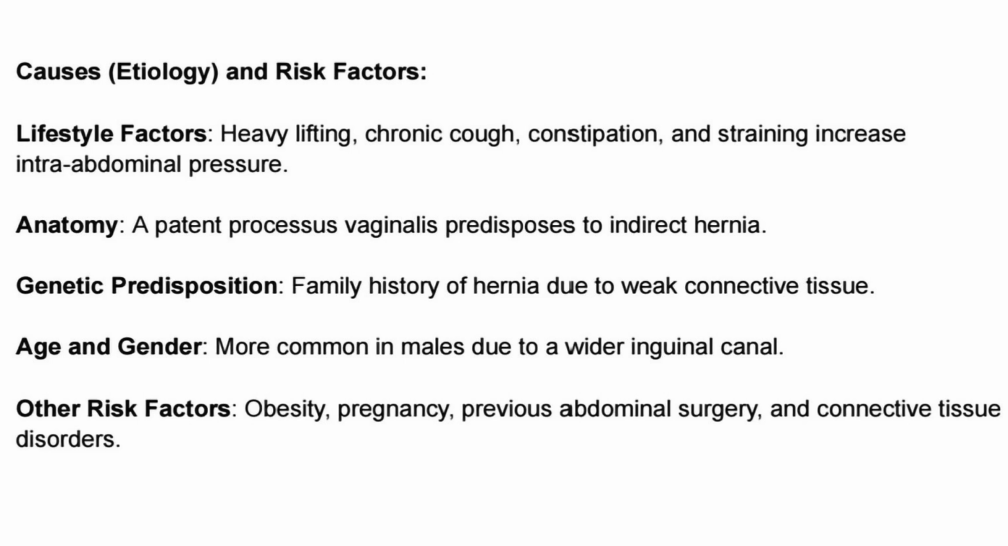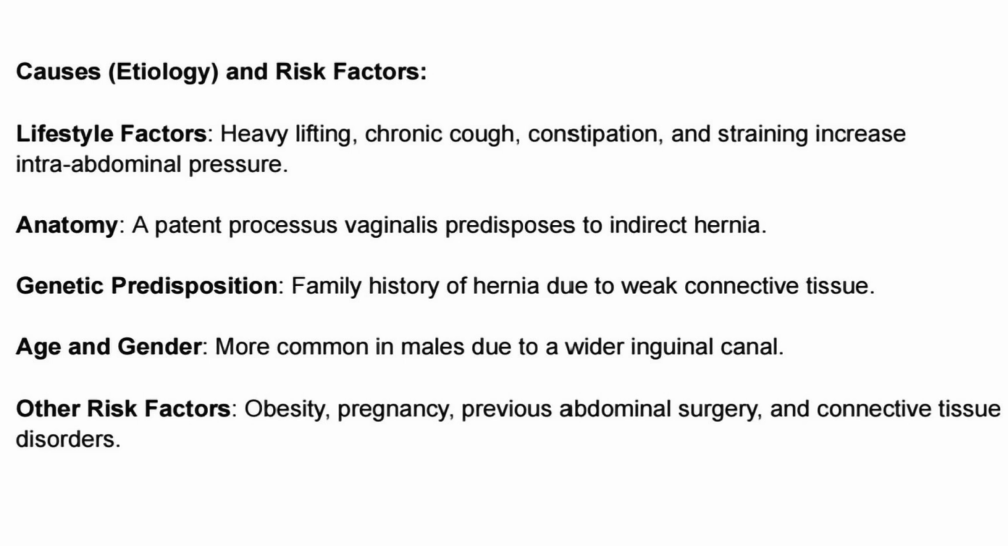Anatomically, a persistent patent processus vaginalis, a structure that normally closes after birth, can leave an opening that predisposes individuals to indirect inguinal hernias. Genetics also play a role, as a family history of hernias may point to a weakness in connective tissues. Age and gender are also significant risk factors. Hernias are more common in males because of their naturally wider inguinal canals. Other contributing factors include obesity, pregnancy, previous abdominal surgeries, and certain connective tissue disorders that weaken the abdominal wall further.